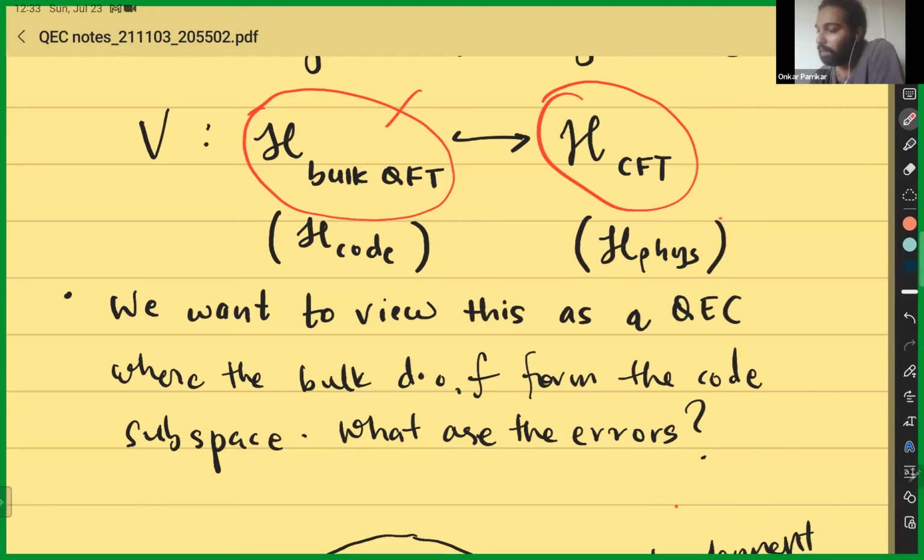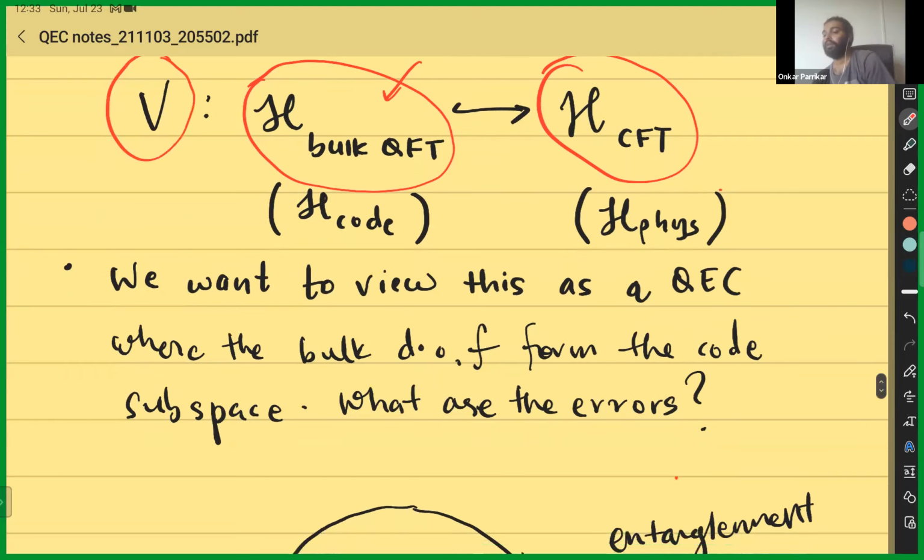Nevertheless, we can think of the bulk QFT Hilbert space as living inside the CFT Hilbert space by the AdS/CFT map. So this map, which sends the bulk QFT states into the CFT Hilbert space, is essentially the AdS/CFT map. Okay. So in that sense, the bulk QFT states can be thought of as a code subspace, or more precisely, the set of states in the CFT which can be interpreted from the bulk point of view as some QFT excitations on a fixed geometry can be thought of as a code subspace inside the CFT.